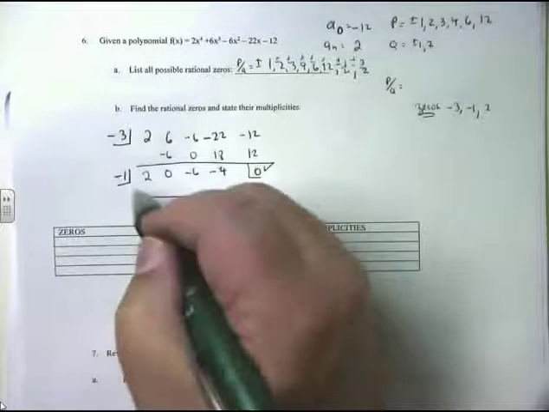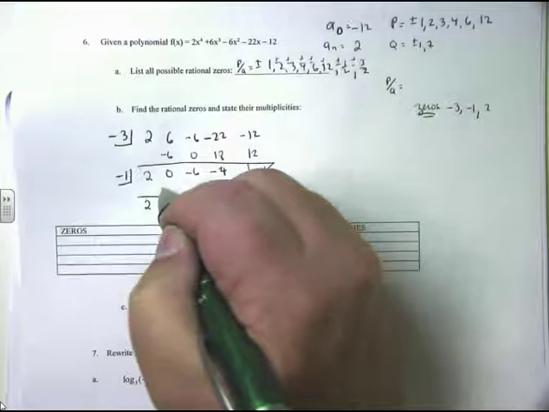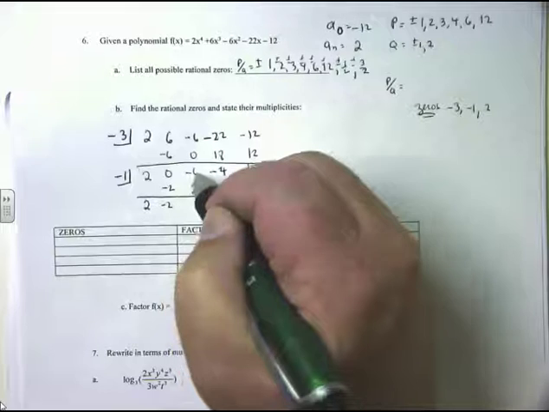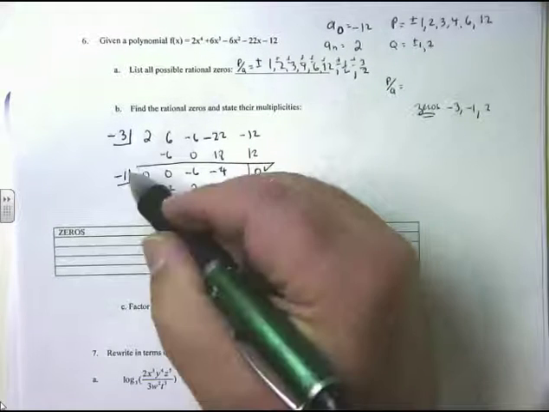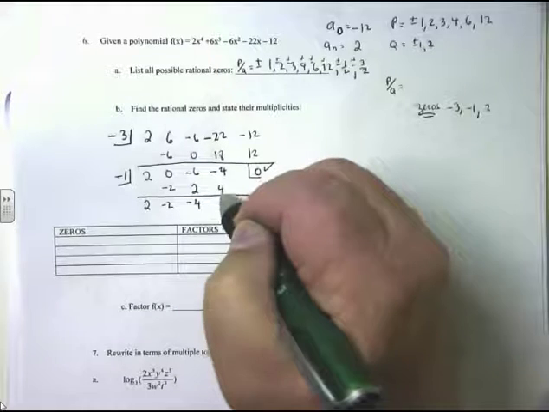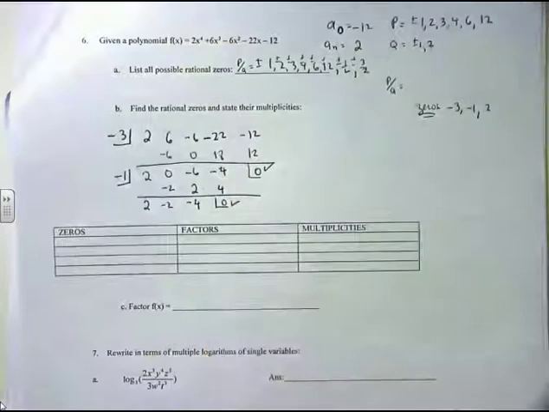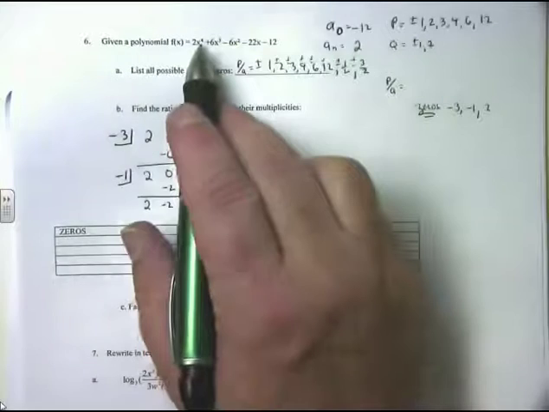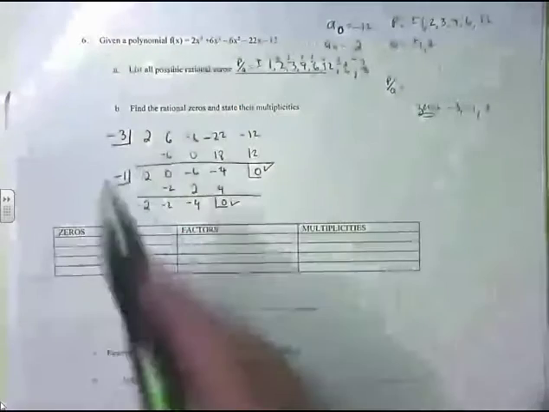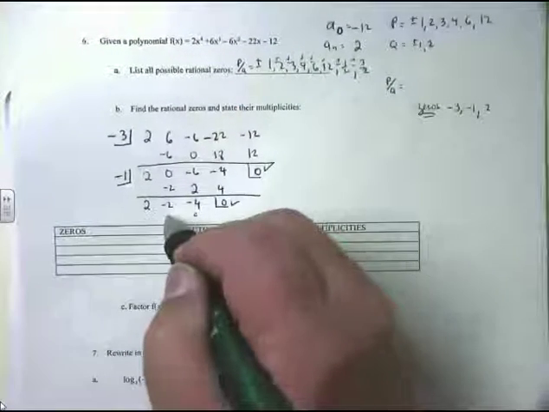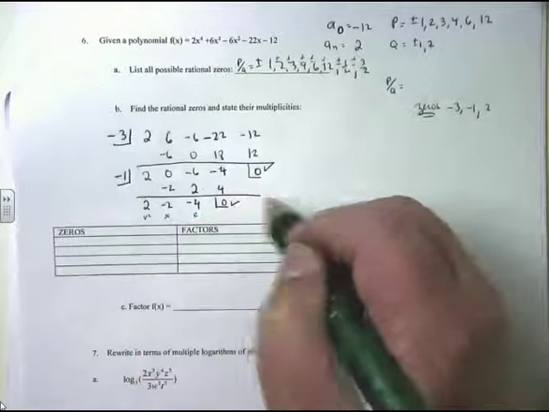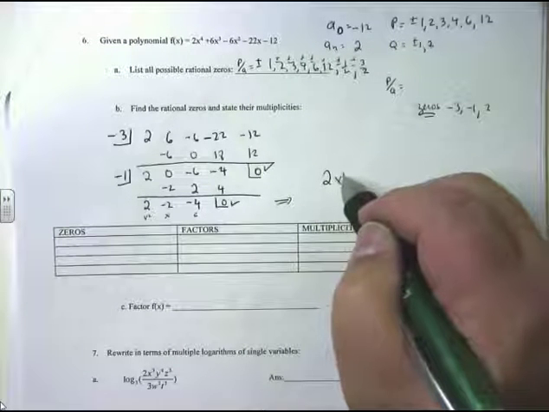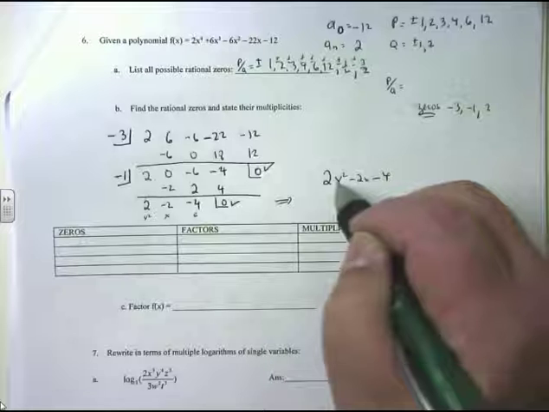So bring down the 2, multiply, -1 times 2 is -2, add, you get -2. -1 times -2 is a +2, add, you get -4. Multiply -1 times -4 is a +4, and I did get a remainder of 0 for my last term. And what you're trying to get it down to is a quadratic. Because this is a 4th degree polynomial and I reduced it by 2 zeros, this gives you a constant, an x, and an x squared, which tells me the resultant polynomial, my quotient here, is now 2x squared minus 2x minus 4. It's a quadratic.